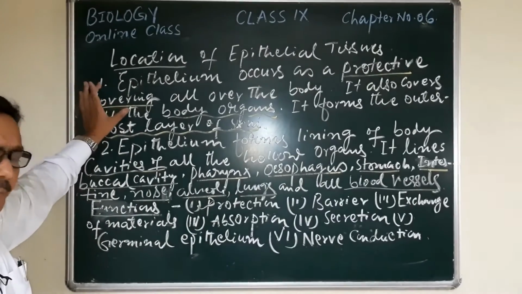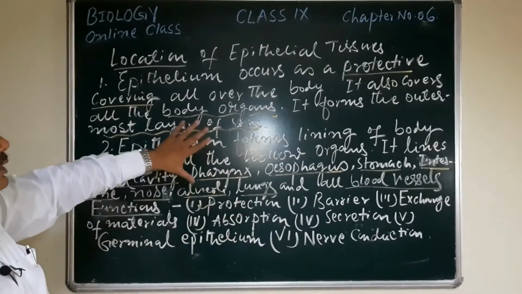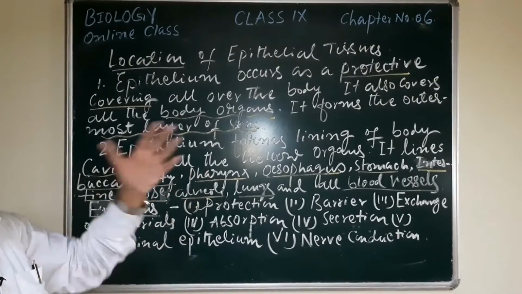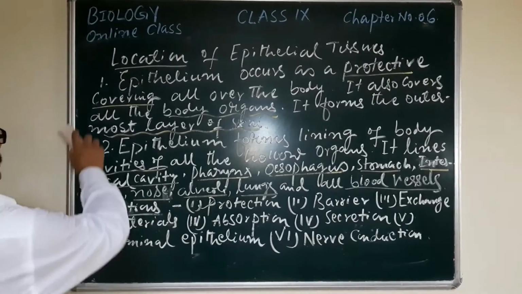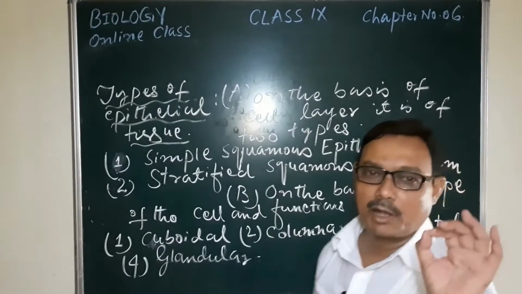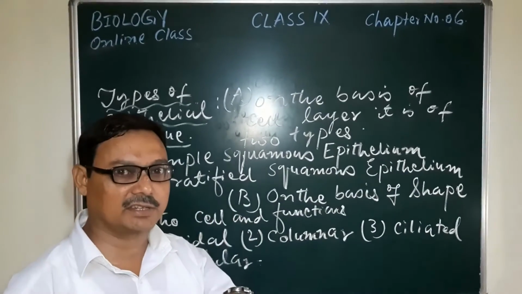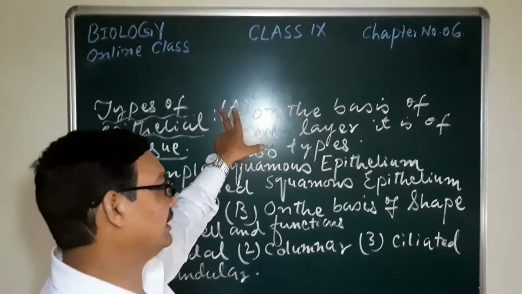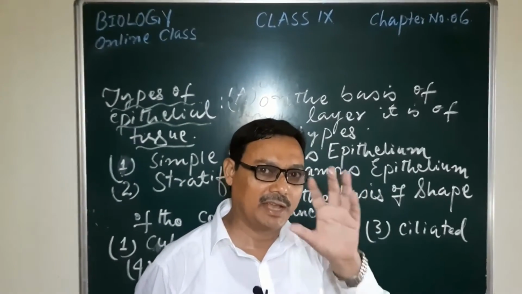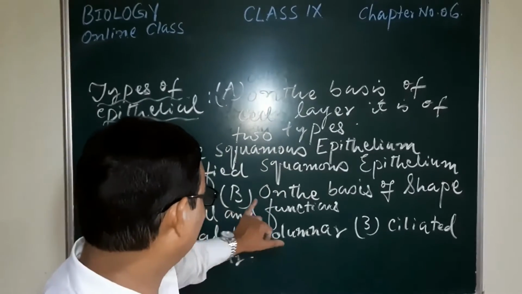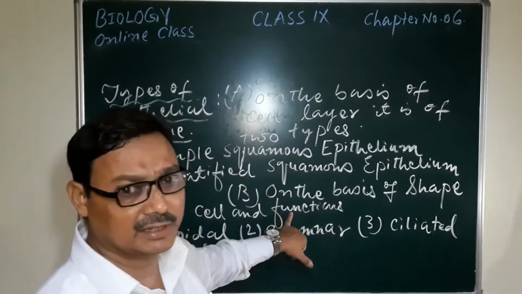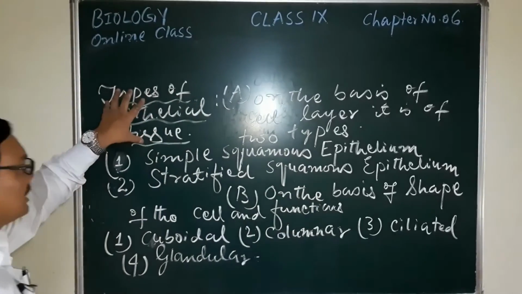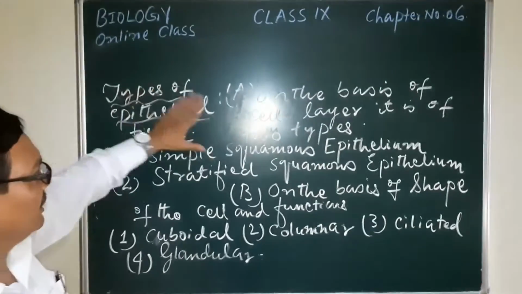When we study the different types of epithelial tissue separately, you will see the locations and the important functions in a more comprehensive way. Now, depending upon two different criteria: the first criterion is the cell layer present in the epithelial tissue, and the second important criterion is shape and structure, the shape of the cell and the functions of the cell. So these are the two criteria on which the epithelial tissue has been classified.